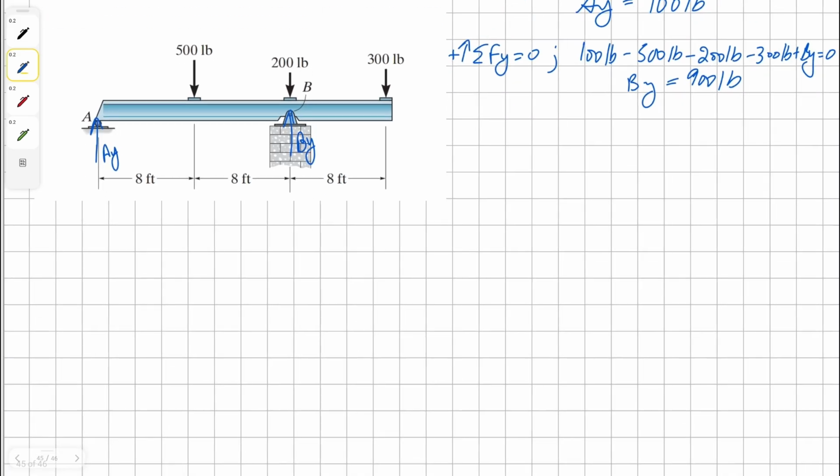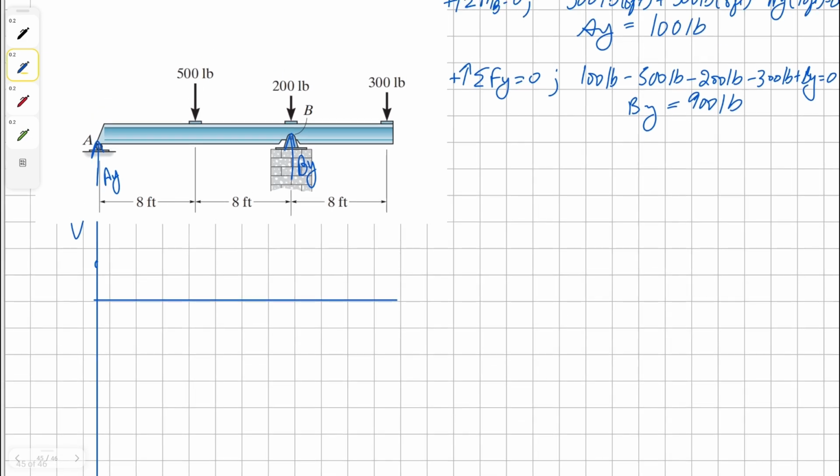And now we can start drawing our graphs for shear and moment. We're going to begin with shear. For shear, we're going to begin at 100 pounds. Nothing's going to happen till 8 feet. Then we're going to go down till negative 400.